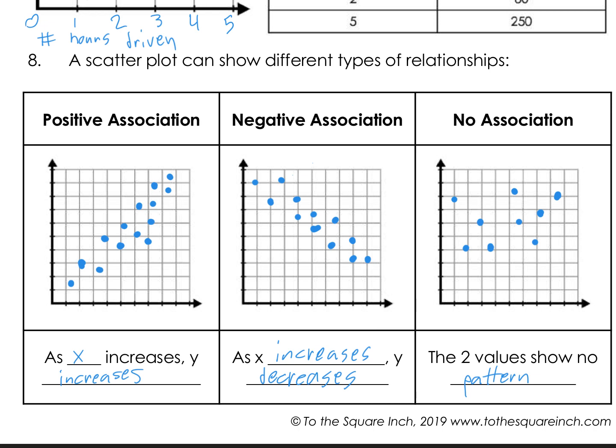Now, a negative association is the opposite of that. As x increases, y decreases. So as we get further to the right, the dots are going to be further down. We call this an inverse variation because they do opposite things. This is no association. It's where the two values show no pattern.